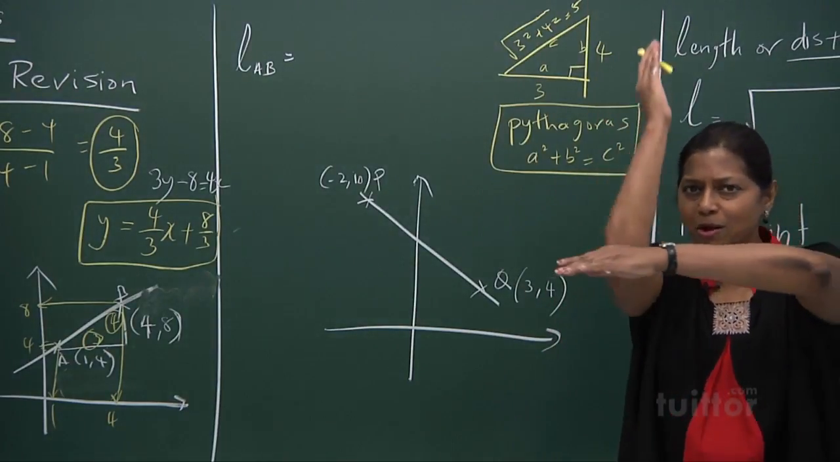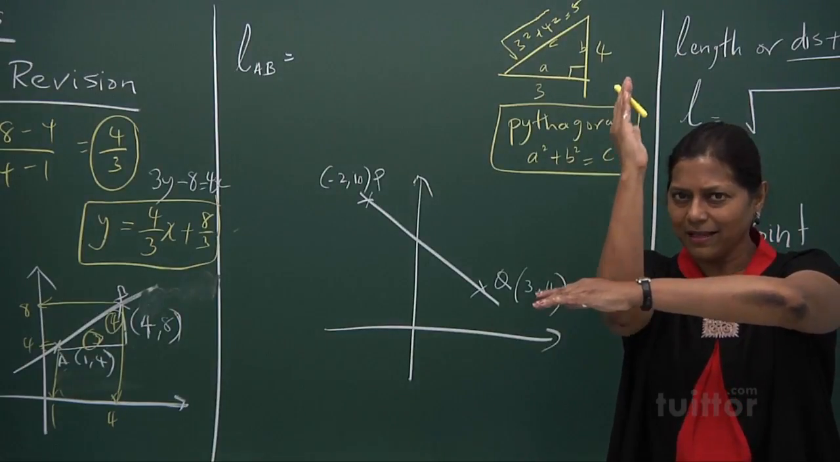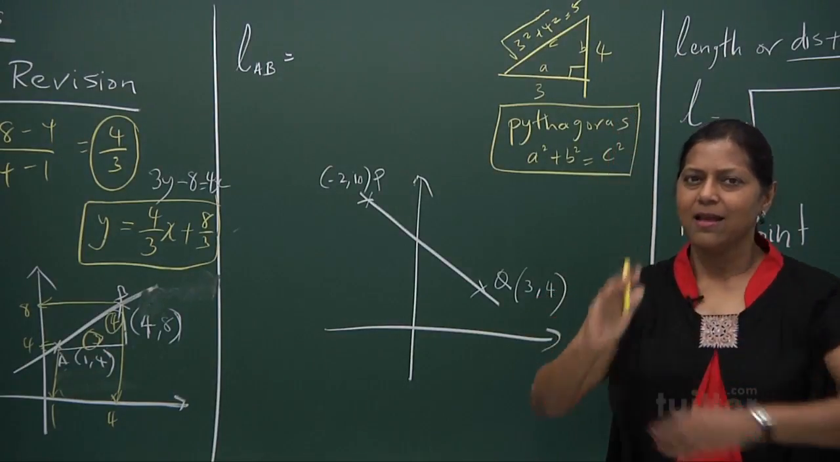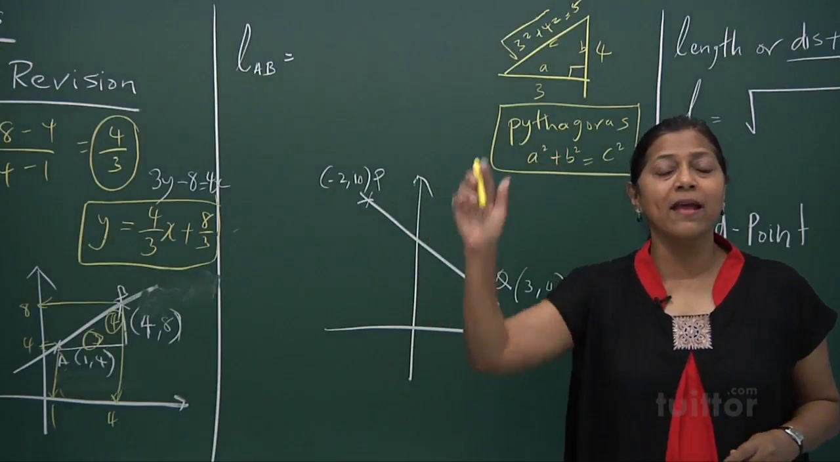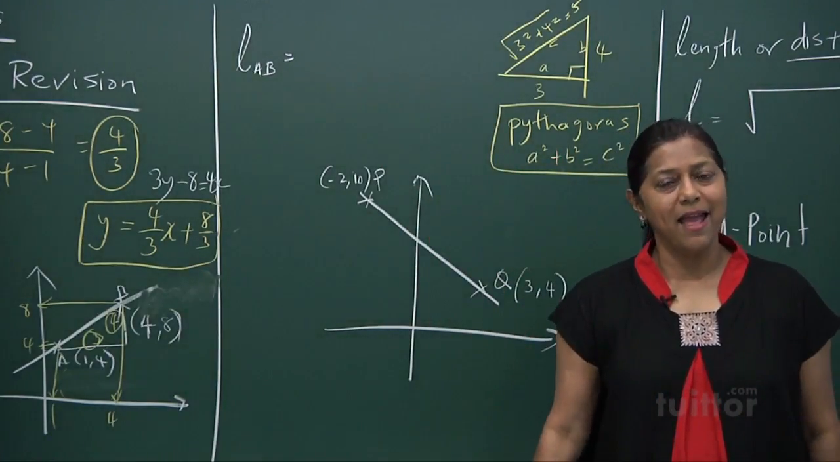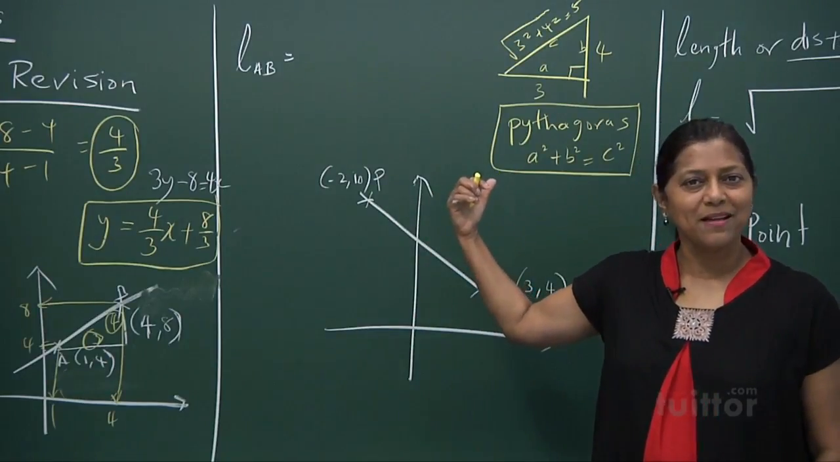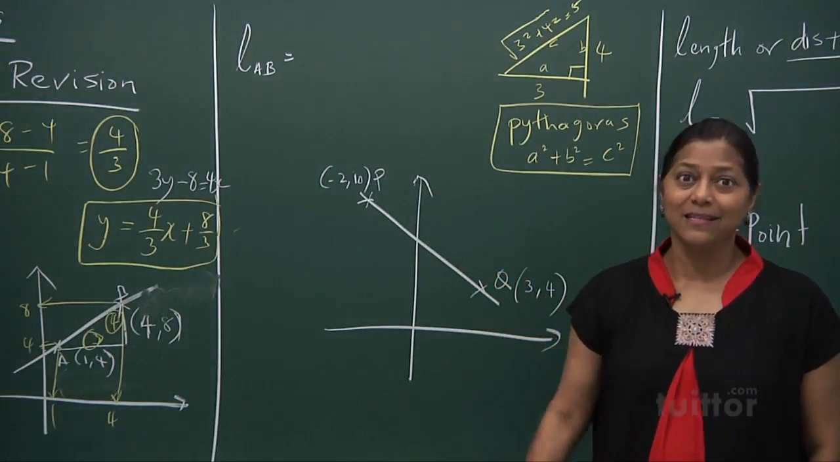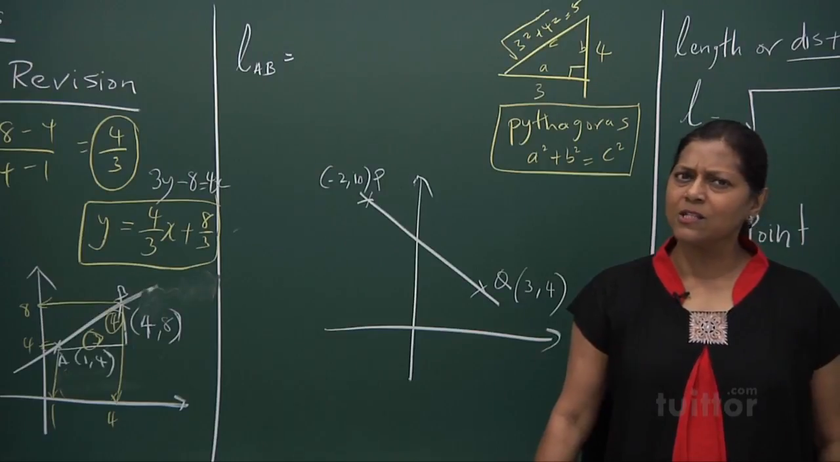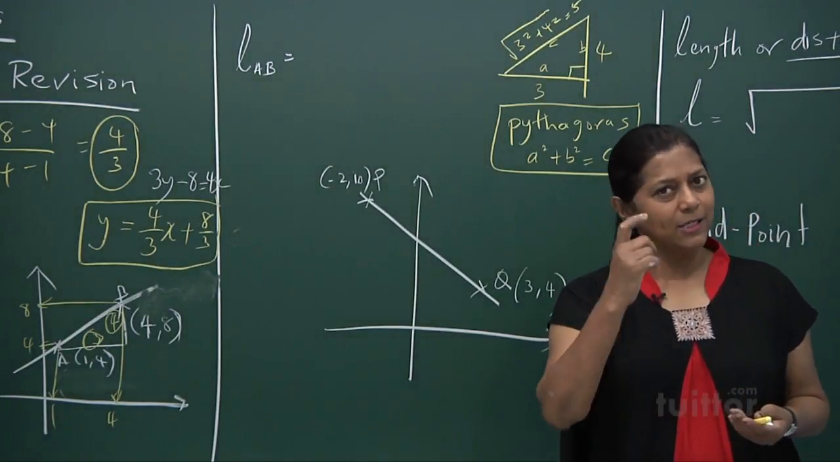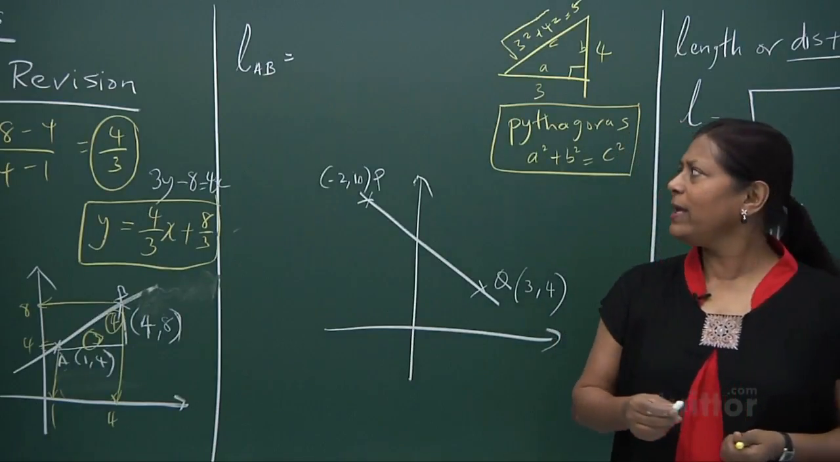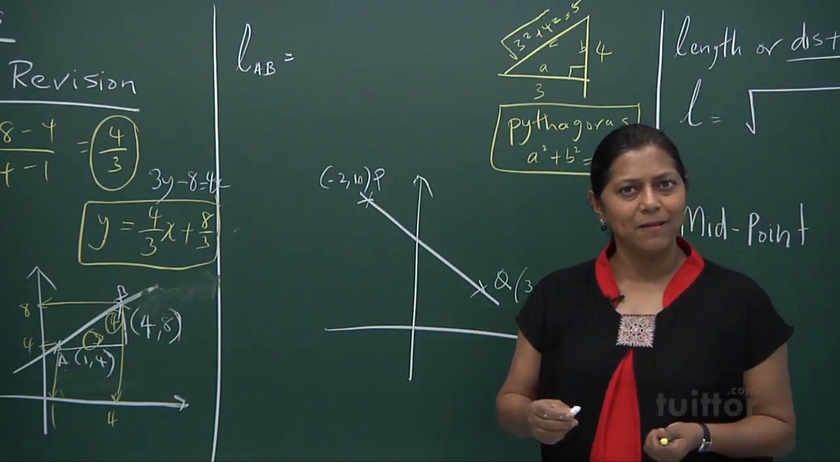Now remember, horizontal and vertical cut at 90 degrees. And because of that 90 degree angle, you get a right angle triangle. And hence, Pythagoras theorem comes in very handy in getting the length. Now let's translate this vital information into a formula. What is the length of AB?